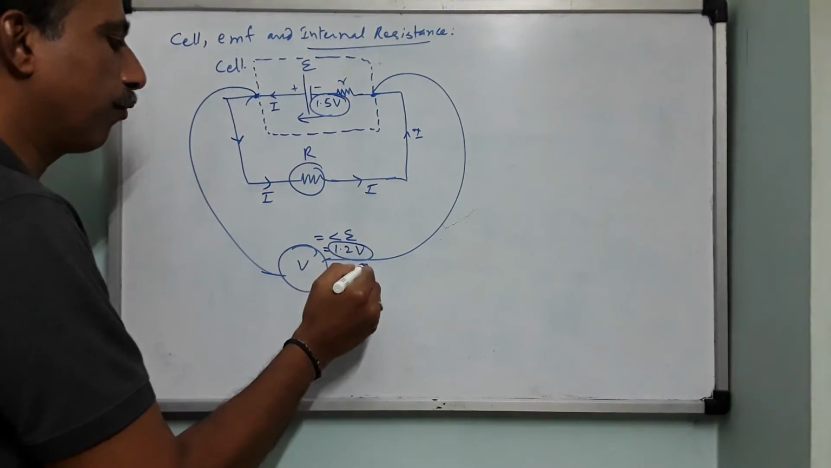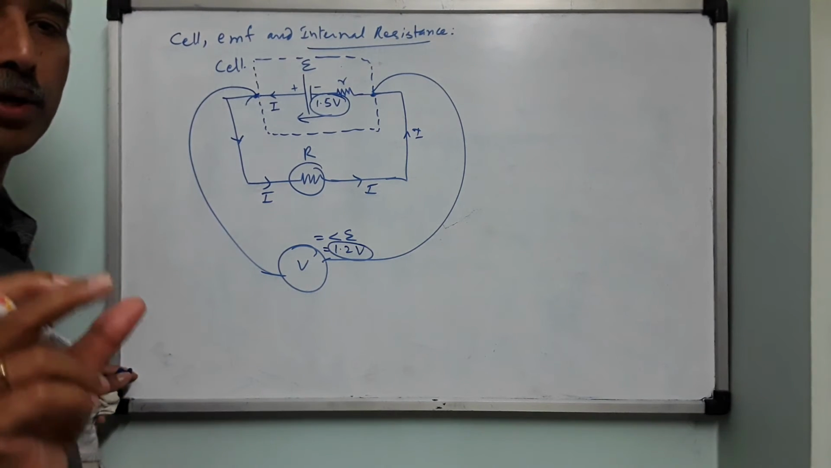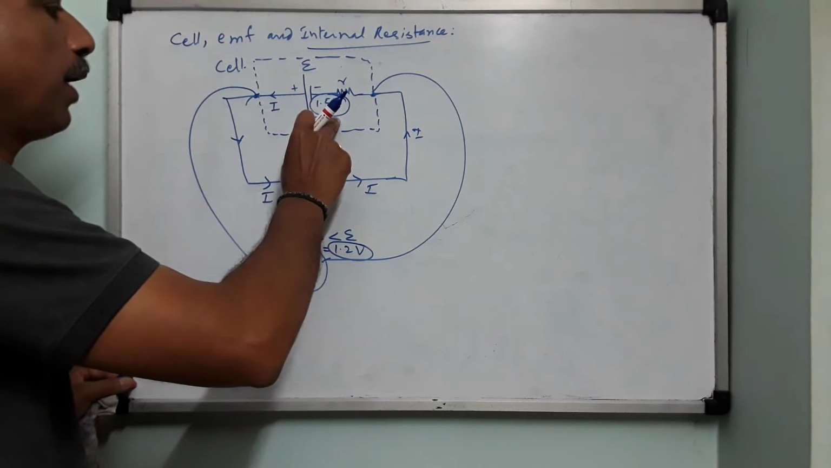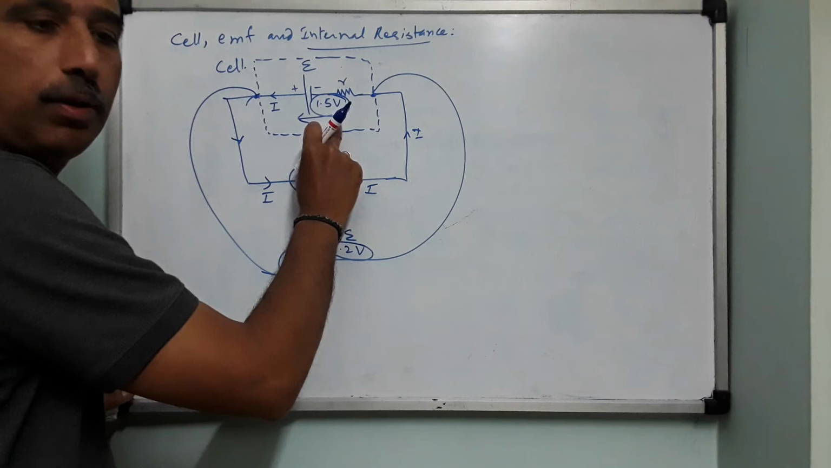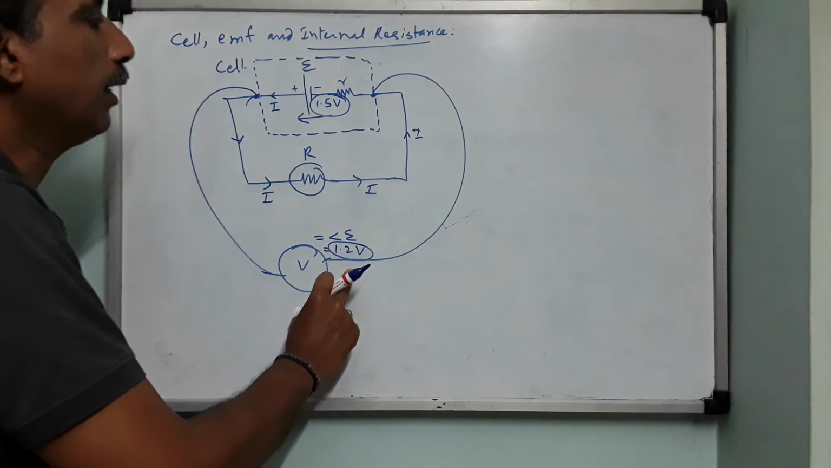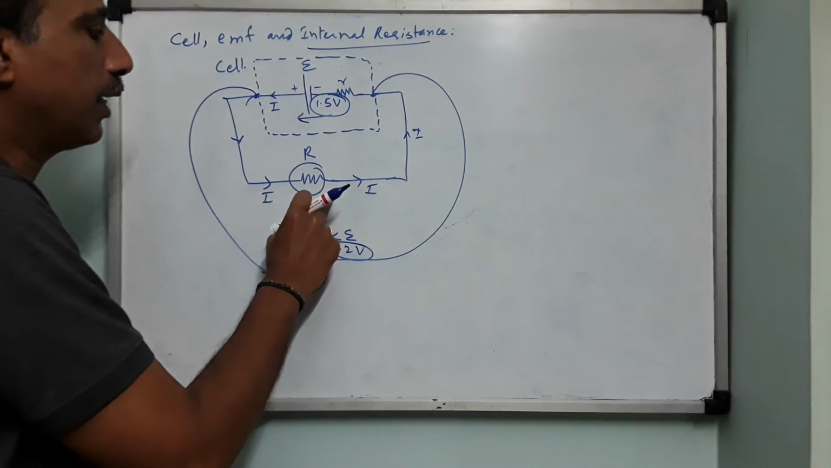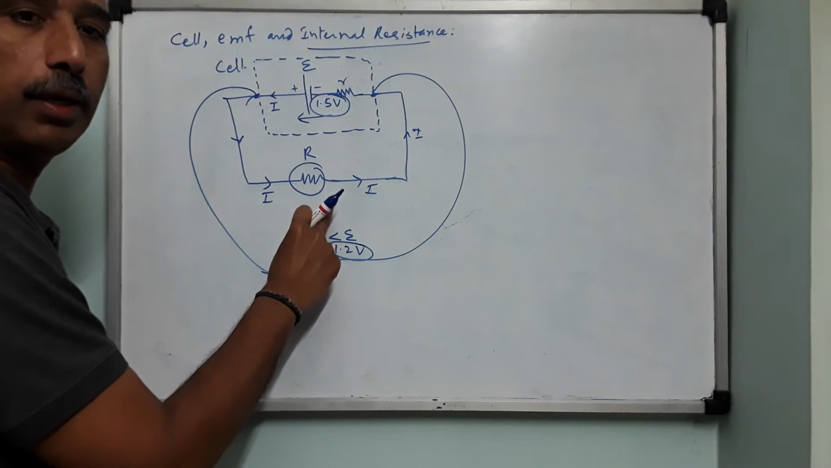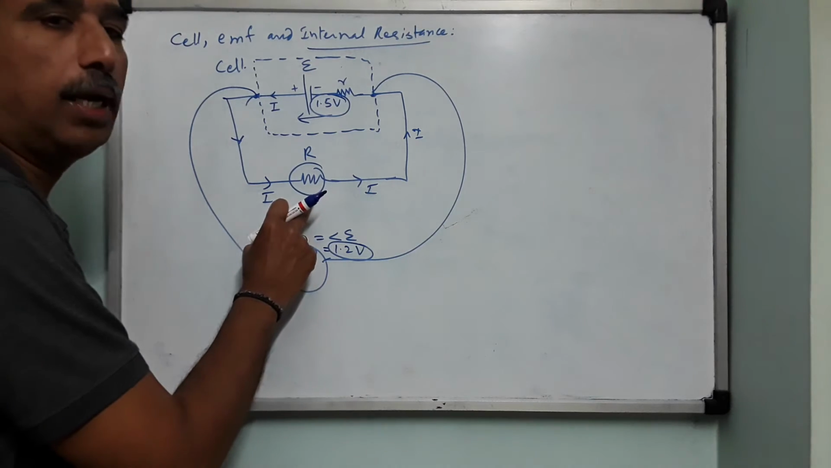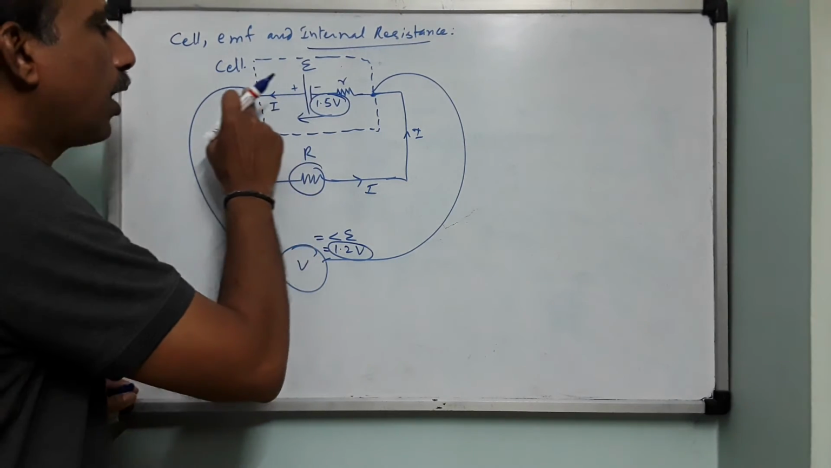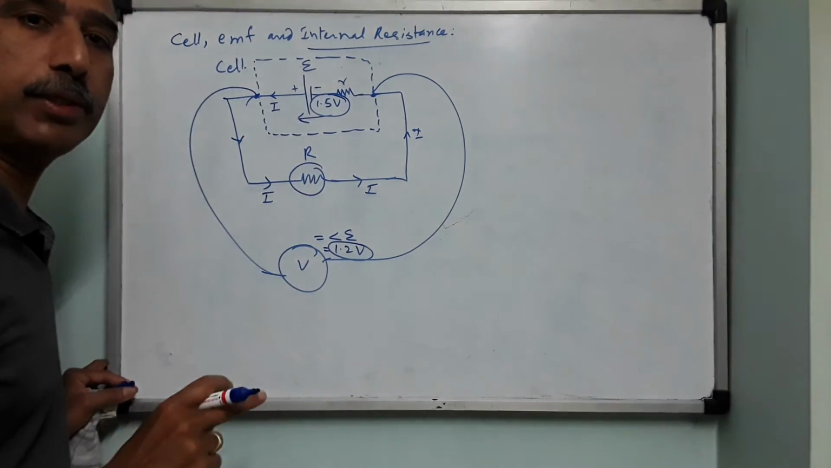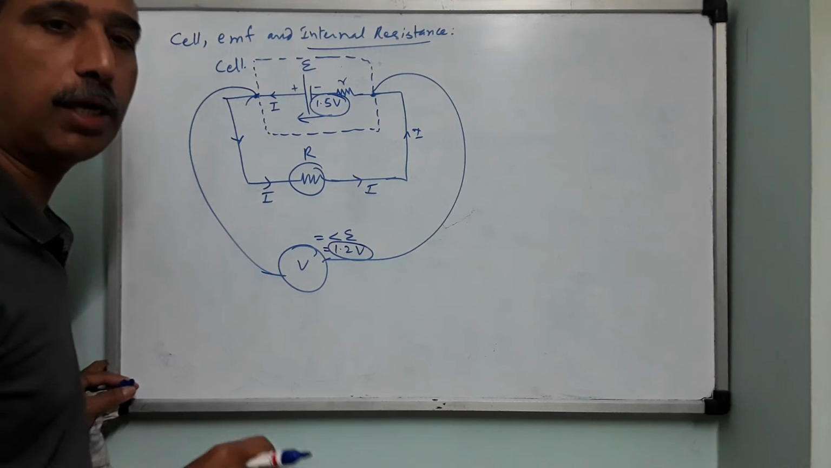1.5 volt is known as EMF, 1.2 volt is known as terminal potential difference or simply potential difference. I repeat, this 1.5 volt is known as EMF and this 1.2 volt is known as terminal potential difference. EMF is measured when you do not connect any load in the circuit. EMF is the voltage available across the terminals of the cell when you do not connect any load in the circuit. Means when the cell is not sending any current or when no current is drawn from the cell, the voltage measured across the terminals of a cell is known as EMF.